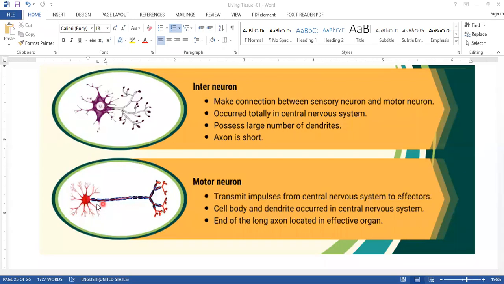This is the long axon. What does it look like? The motor neuron looks like a common neuron, because it has a high amount of small dendrites or dendrons and a long axon. These are the things you can see here. The axon is located in the effective organ.